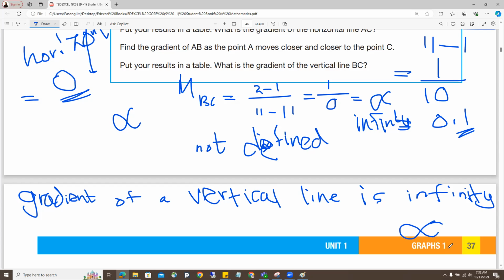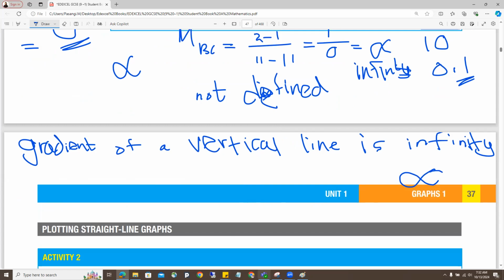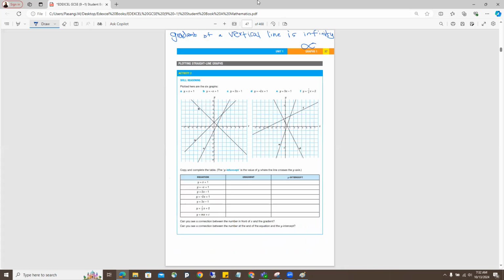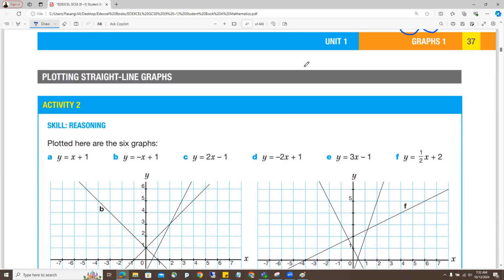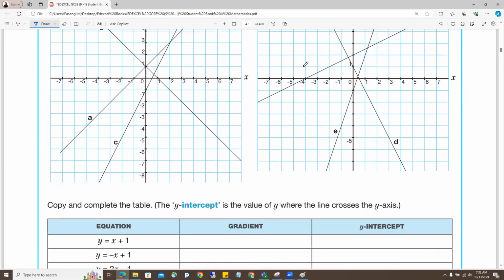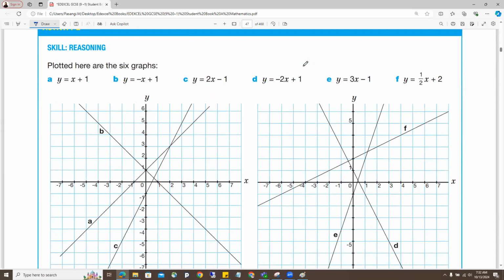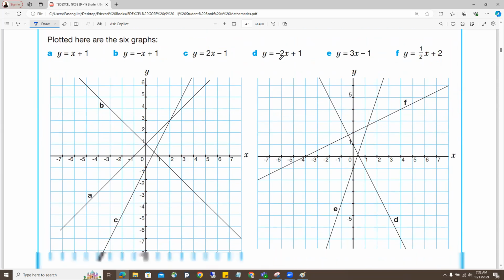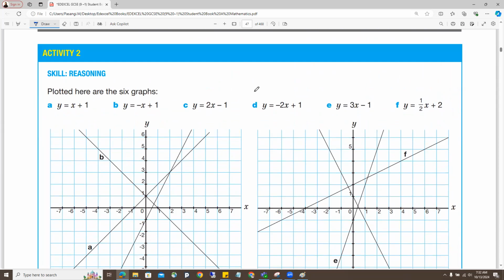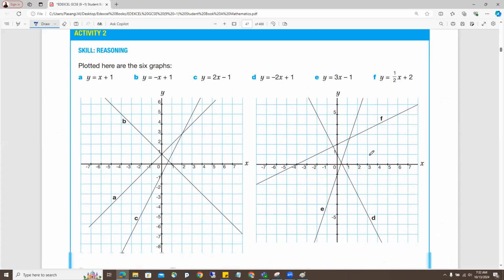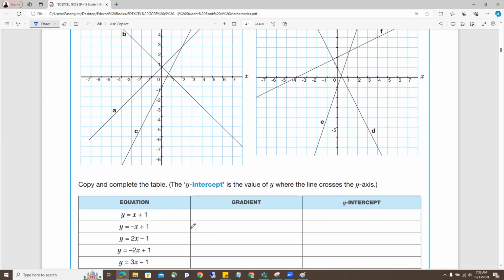Okay, so then the next part, plotting straight line graphs. This is important. Can you fill this chart? Activity 2. Have you done the gradient and the intercept earlier? No, okay, that's fine. First draw this table, copy and complete. First draw this table, then I'll show you how to do that.